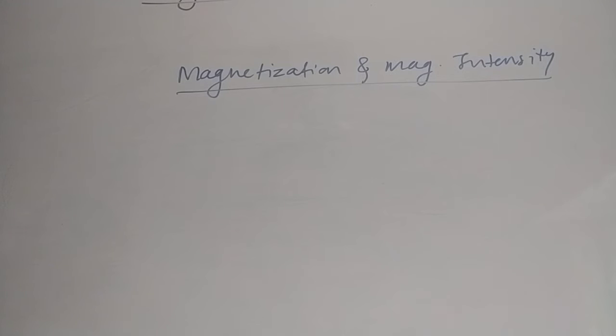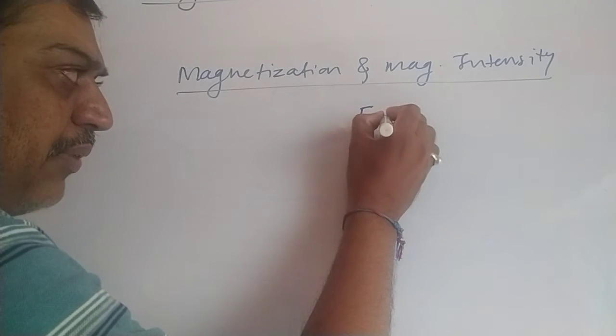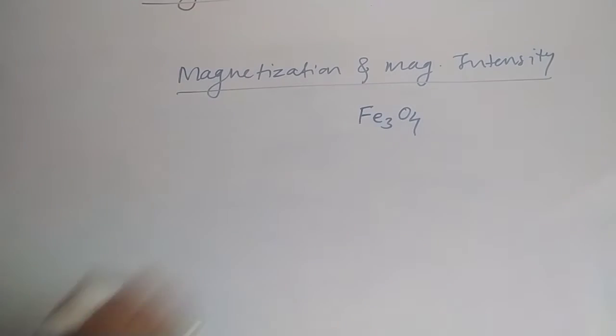I have just told you there are some materials in which an odd number of electrons exist, so the resultant magnetic dipole moment doesn't get cancelled out, and that material has some magnetic properties, a non-zero magnetic dipole moment. One such material is Fe3O4. This is a magnetic material in which there is a resultant magnetic dipole moment, and we have already seen it.